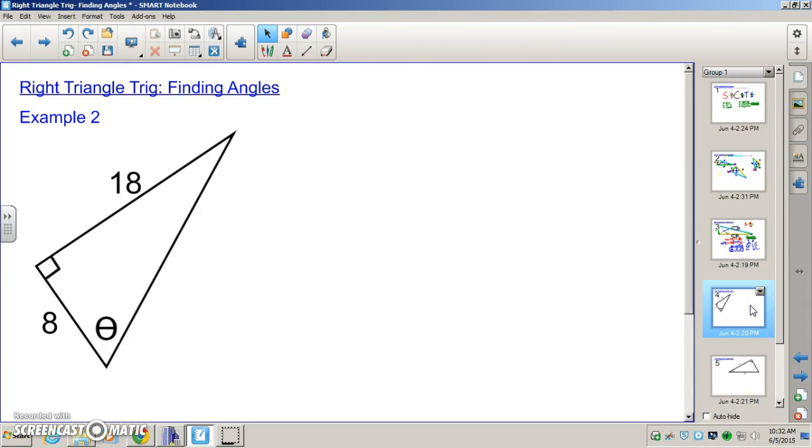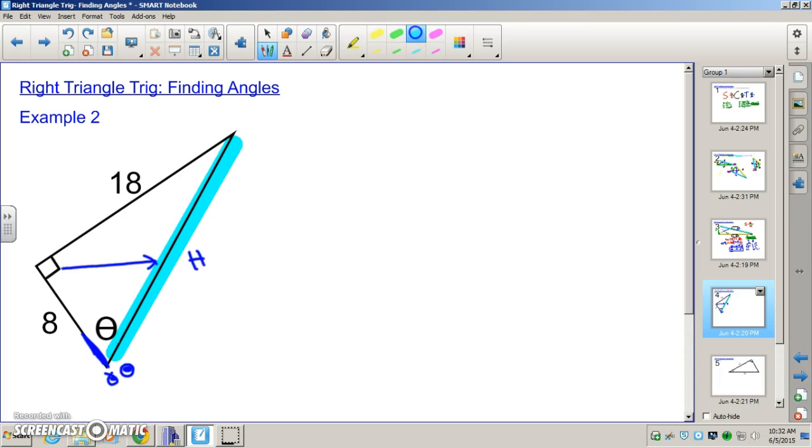So I have the 8 and the 18 here. Those are side lengths, and I have the angle tucked in the bottom. Right away, look across, find your hypotenuse. Attached to the angle, I already know this side here is my hypotenuse. So the other side, the part that's also attached to it, is my adjacent, which means all the way over on the other side is the opposite. I'll color code it one more time for you.